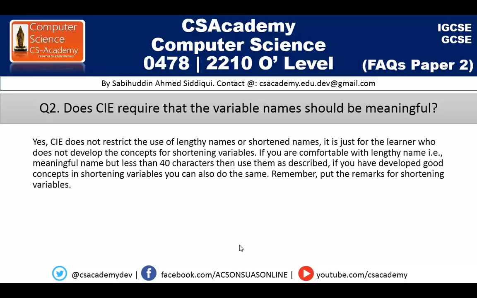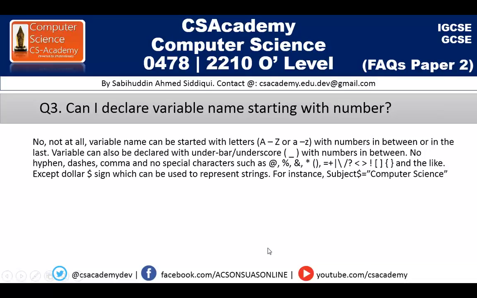Okay, so the next question is, can I declare a variable name starting with numbers? No, not at all. A variable name can start with letters. It could be capital letters from A till Z, or small a to small z, with numbers in between or at the end. A variable can also be declared starting with an underbar, known as an underscore, the sign you can see here, with numbers in between, same as the previous description.